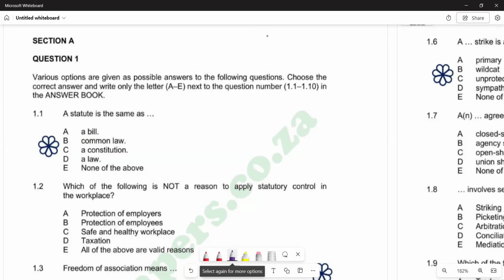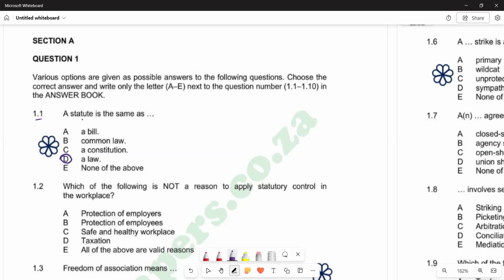You're given the way you are supposed to respond, and then for the first question, that is 1.1, it reads: a statute is the same as A, a bill, B, common law, C, a constitution, D, a law, and E, none of the above. If you see a statute, we can define it as a written law passed by a legislative body, or a law enacted by the legislative branch of a government. So according to the responses that we have, you'd see that law is the most appropriate, the correct answer.